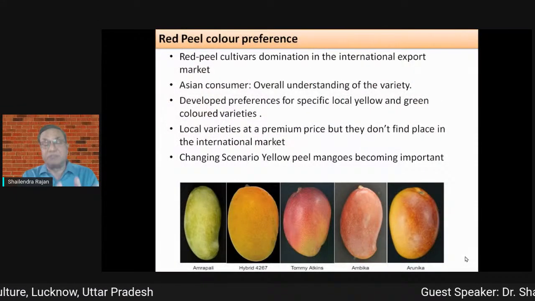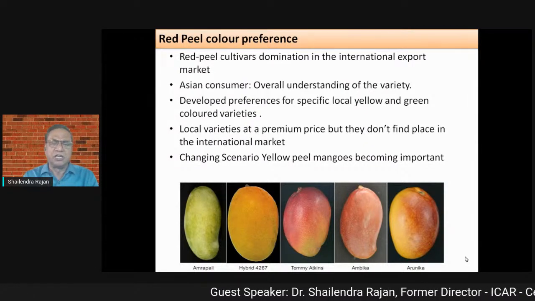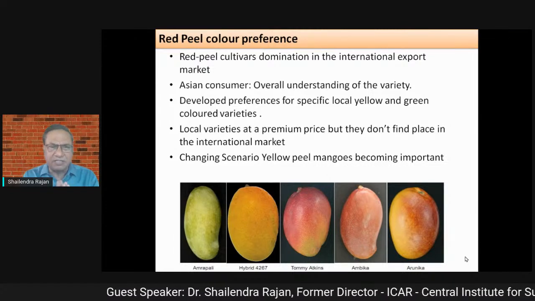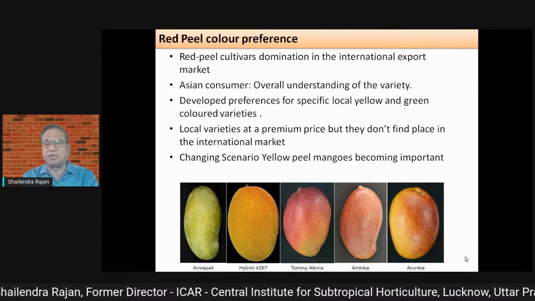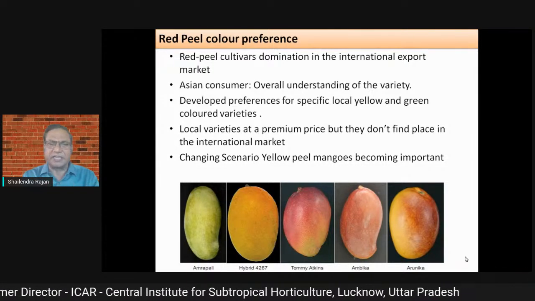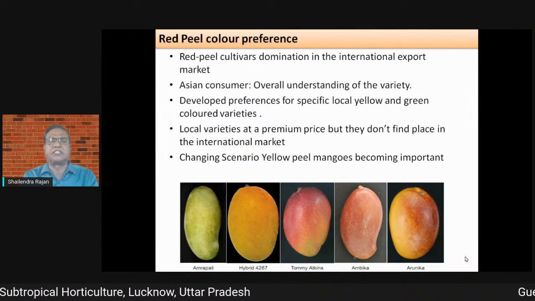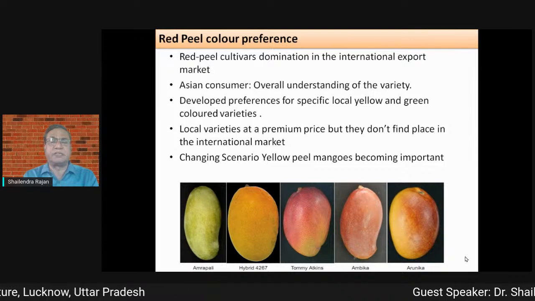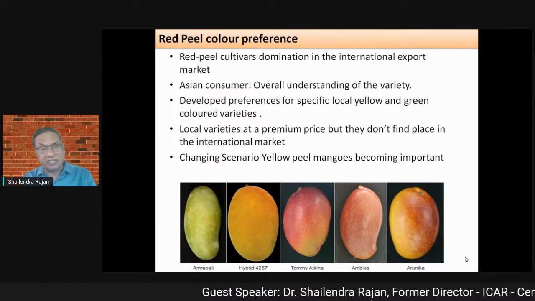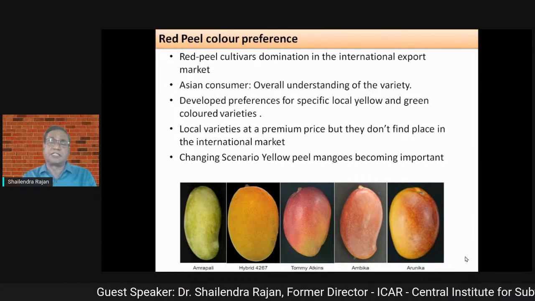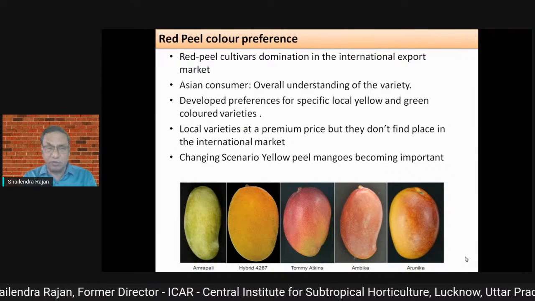So I will start with the mango, because we have more than 50 fruits which are being commercially grown. All the fruits can't be dealt with here, but I start with mango, because of the attraction of the red peel, be it mango, apple, pear, or any fruit. The attraction attracts the consumer, and the market demand depends on it. So international market demand was for the red peel cultivars, and they dominated the international market particularly. Now it is coming up in the Indian market also because colored varieties are available. People are going for that.